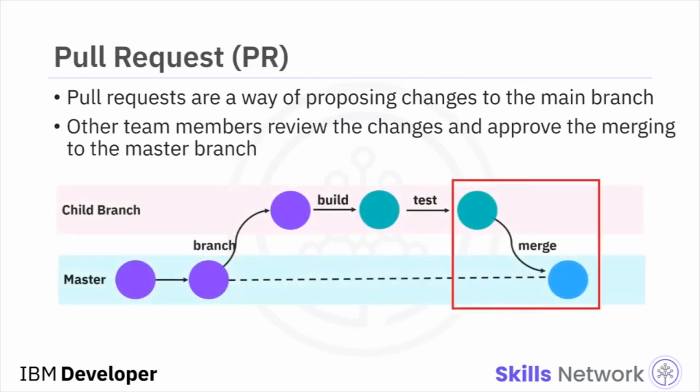Pull requests are the means of collaboration on GitHub. When you open a pull request, you propose your changes. You can assign team members to review and approve your contribution and merge in the target branch.